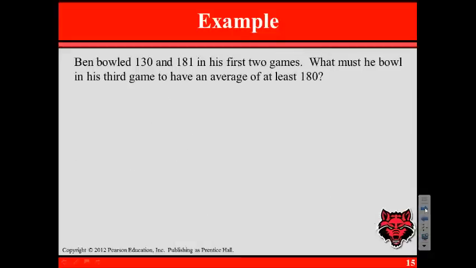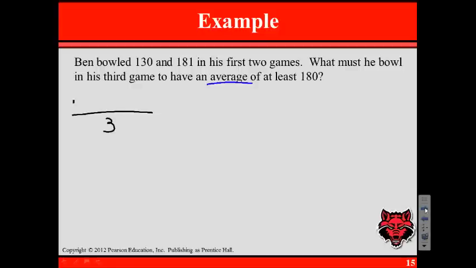Now let's try a few applications of solving linear inequalities. So here it says Ben bowled 130 and 181 in his first 2 games. What must he bowl in his 3rd game to have an average of at least 180? So if you're not familiar or you don't remember how to find an average, we take the number of scores and divide the total of each game added together. So we have 3 scores. Or we want 3 scores.